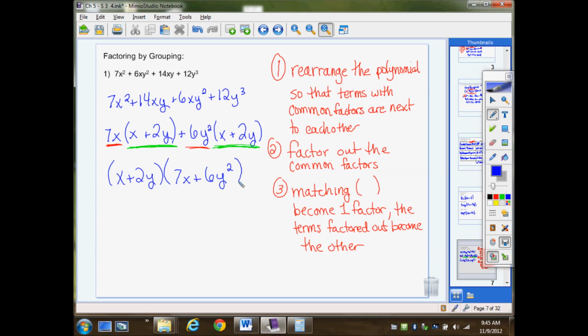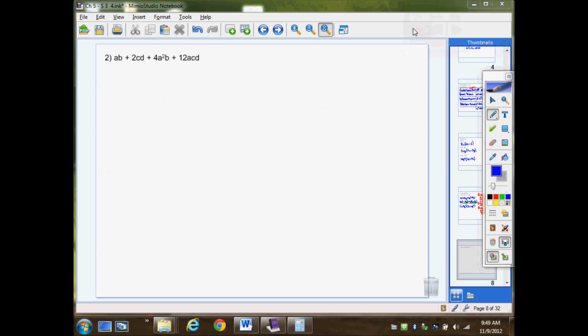So matching becomes one, and then the terms outside become a second. Questions? All right, we've got the second and the last term both have C and D in them. So those should go together, and then the first and the third term only have A's and B's, so those should go together.